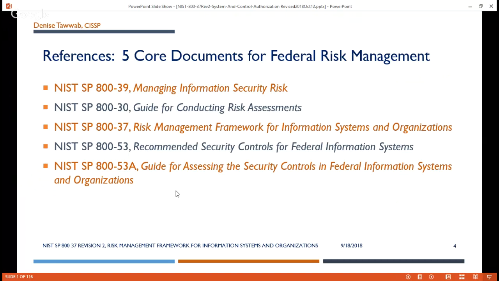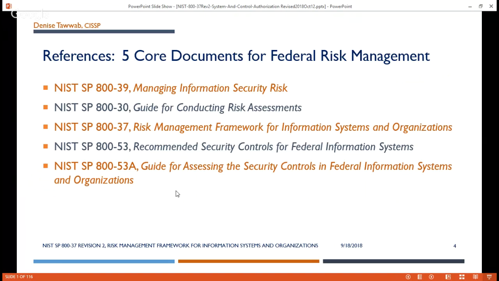800-39 is the highest level document. It talks about managing information security risk at the 3 levels of the organization. 800-30 is for risk assessments. 800-37 is the risk management framework, which is what today's presentation is coming from. 800-53 is a catalog of security controls for you to implement. And 800-53A is guidance for assessing those security controls once you have them implemented. So that's just FYI, a set of core documents that you might want to familiarize yourself with.